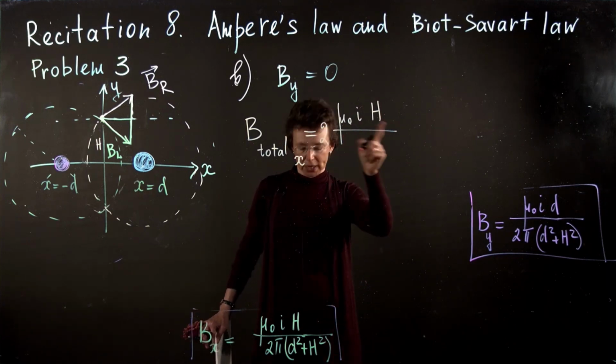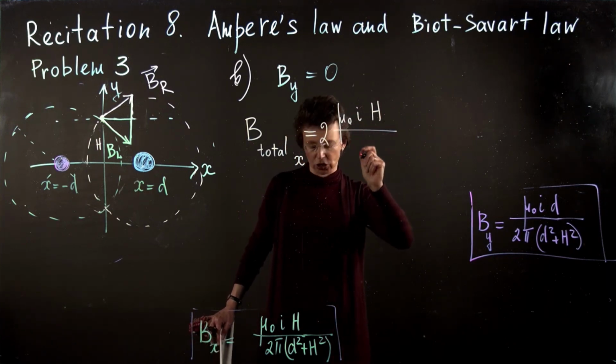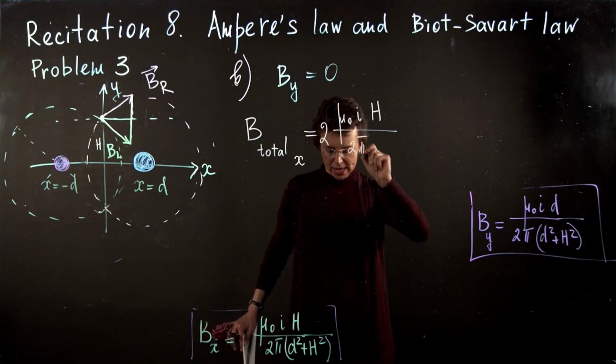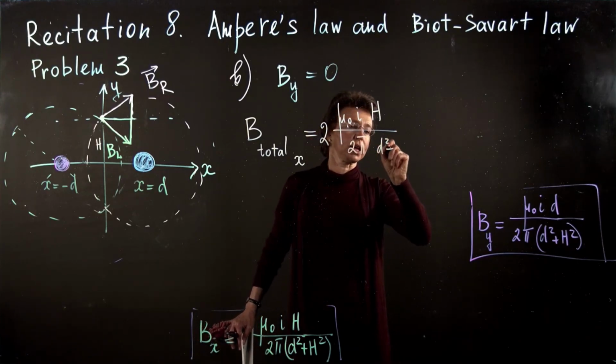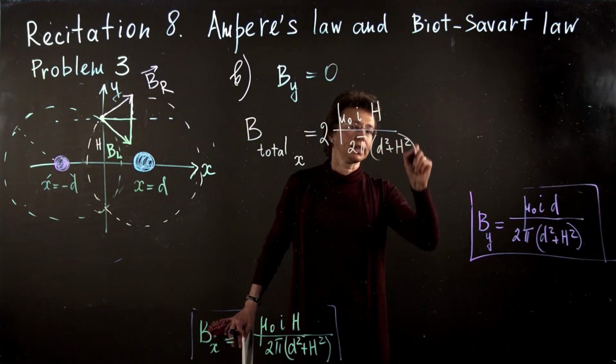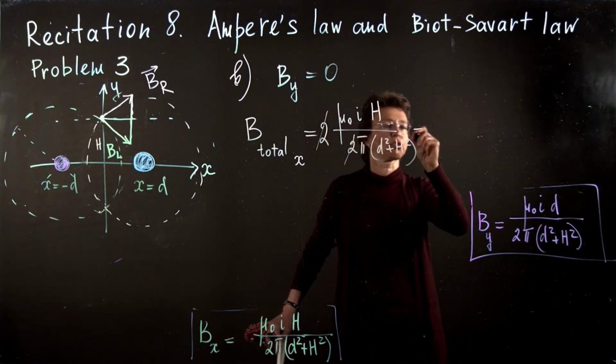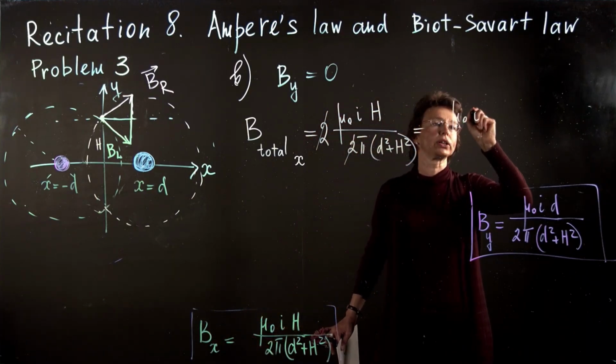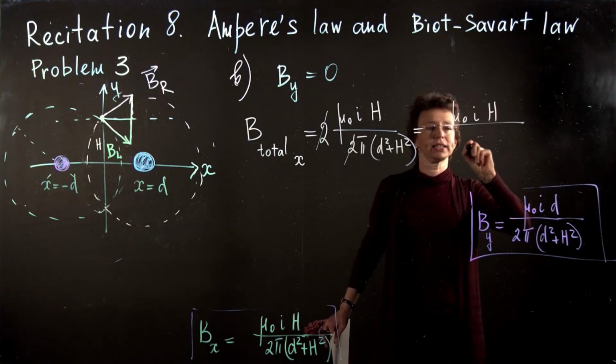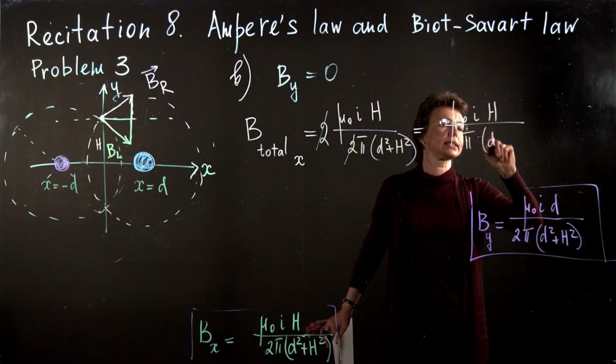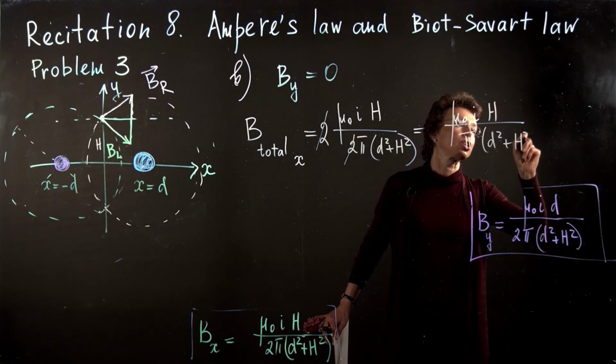I put 2 here, and then mu naught I h divided by 2 pi times d squared plus h squared, and the 2 cancels out, so my final answer is mu naught I h divided by pi times d squared plus h squared.